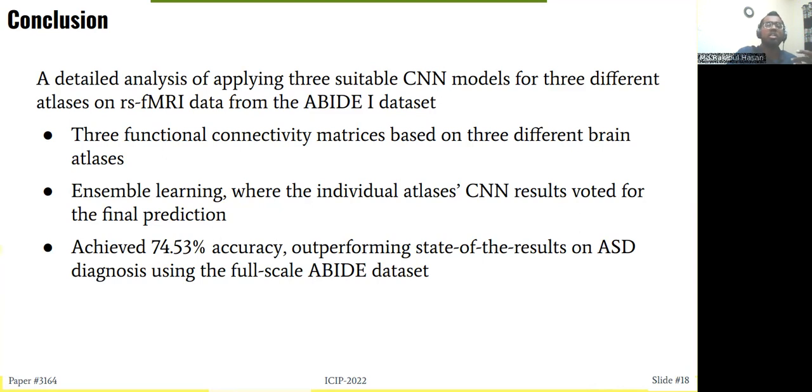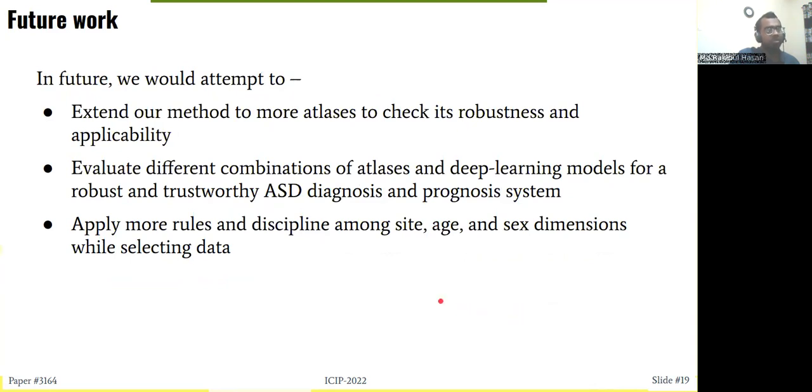Previously published results either used a single CNN model for different atlases in their ensemble model, or they used a single atlas, whereas we use different atlases, and for different atlases we use different CNN models, and that's why we believe that we achieved higher accuracy than others. So we achieved 74.53% accuracy, which outperforms the state of the art on ASD diagnosis that used the full-scale ABIDE I dataset.